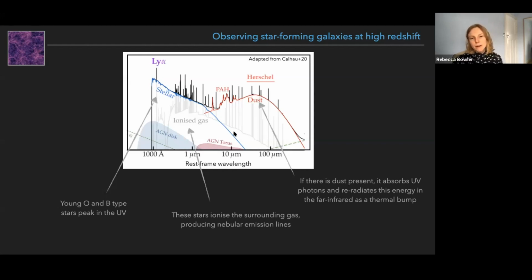So then as we go to very long wavelengths, what we start to see is the emission from the dust. And so if there is dust present, which is still a bit of a question mark at high redshift, it absorbs the UV photons, and these are re-radiated into the far infrared, effectively as a thermal emission. So this is like a black body type curve here. And to give you some idea, the dust in the high redshift galaxies is typically about 50 Kelvin, which we say is hot dust.